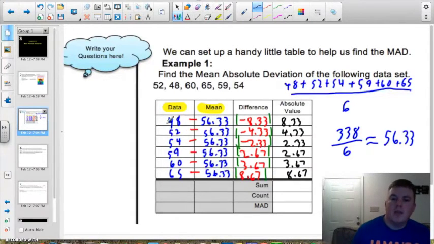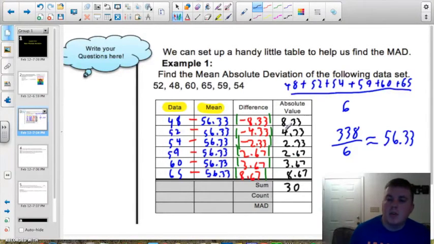All right, so we filled out all four of these columns. And now what we need to do is add all of these up. We want to add the 8.33 plus the 4.33 plus the 2.33 plus the 2.67 plus the 3.67 plus the 8.67. And when we do that, we're going to get a sum of 30.